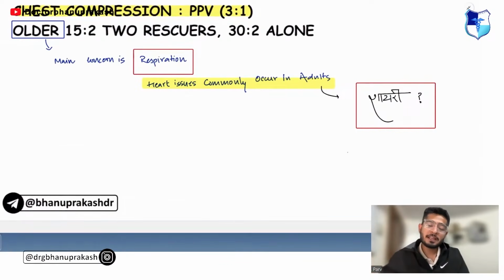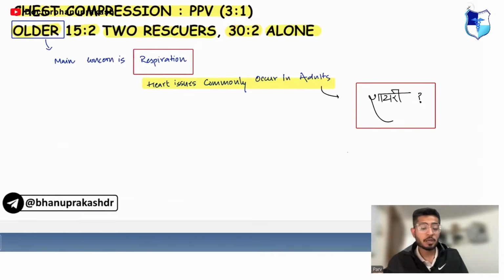So if the child is older and you have 2 rescuers, then you have to do 15:2. If there is 1 rescuer, then the compression to PPV ratio is 30:2. Now how to remember this? Remember that the main concern in small children is respiration. So chest compression to positive pressure ventilation, PPV, is maintained at 2 only. Whatever happens, PPV has to maintain the 2 only.